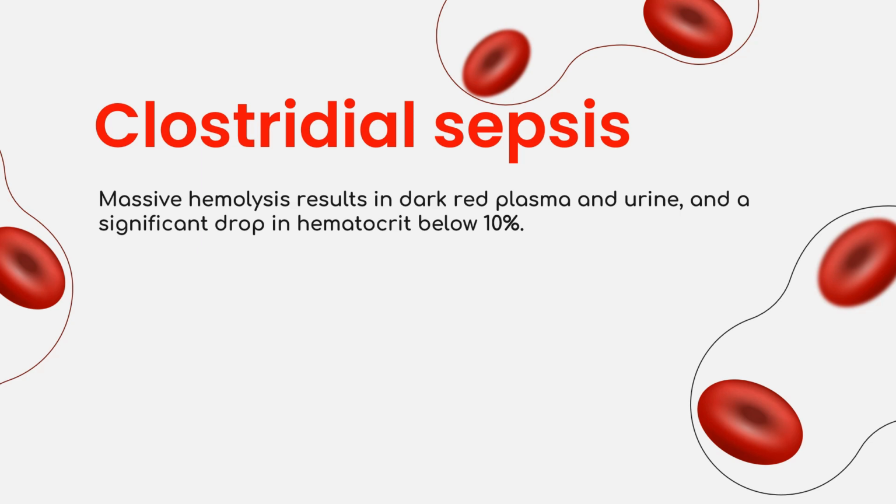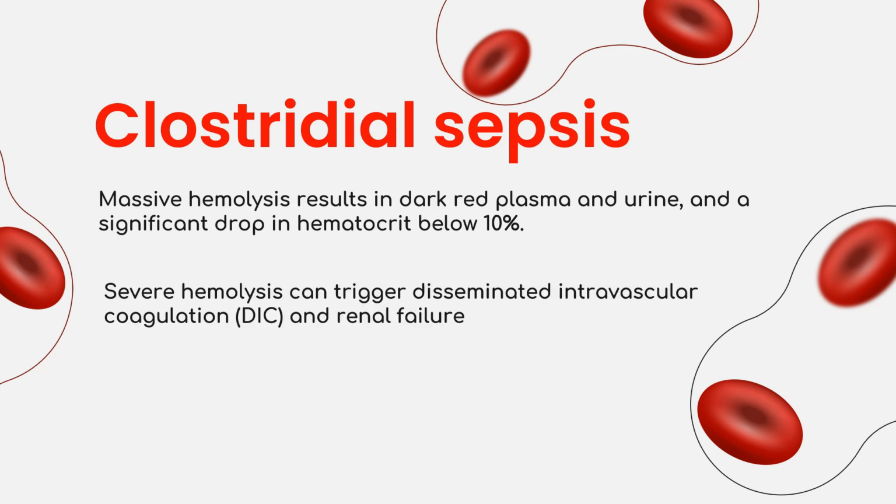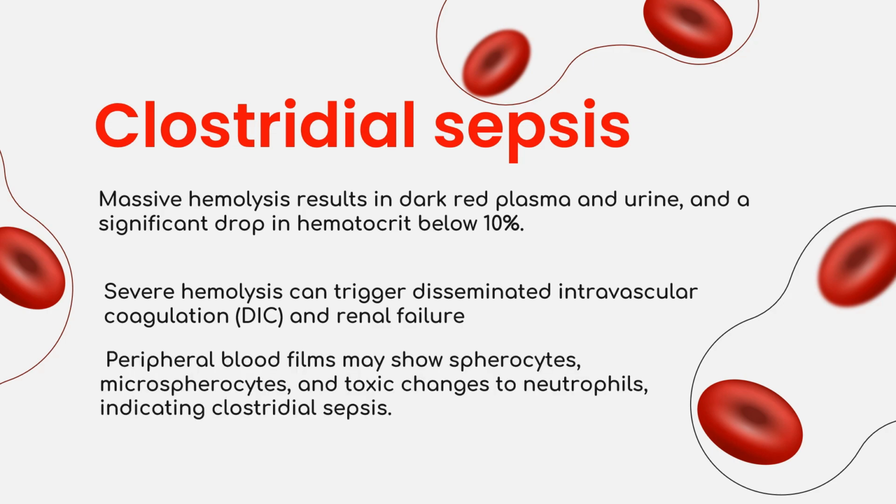The sudden and massive hemolysis caused by the alpha toxin results in distinctive clinical manifestations. The plasma and urine take on a dark red color, and the hematocrit, a measure of red blood cell volume, drops precipitously below 10%. This severe hemolysis can also trigger a cascade of complications, including disseminated intravascular coagulation, DIC, and renal failure. When examining peripheral blood films under the microscope, certain characteristic changes may be observed. Spherocytes, microspherocytes, and toxic changes to neutrophils can indicate the presence of Clostridial sepsis.